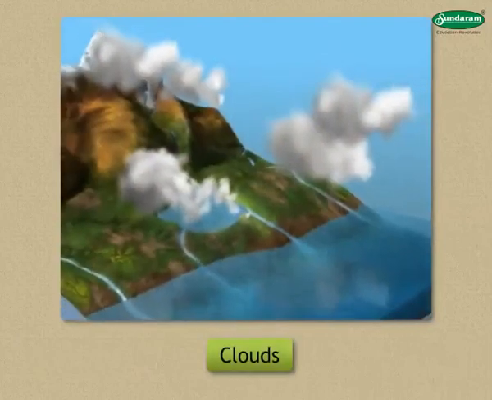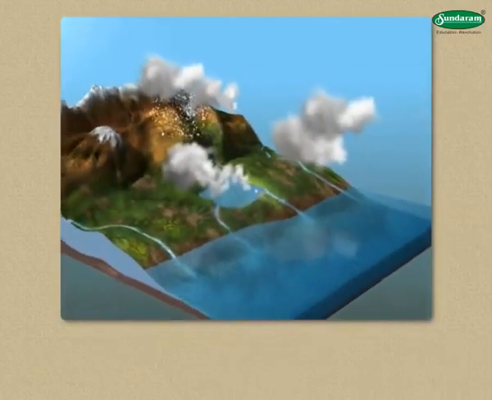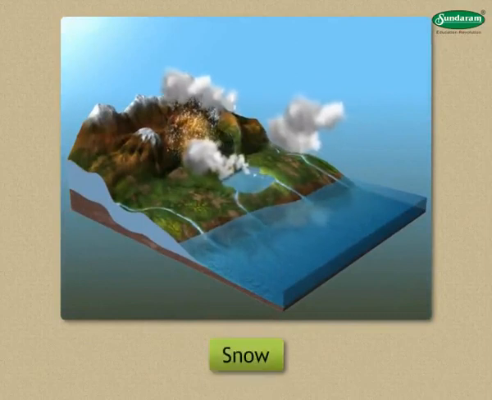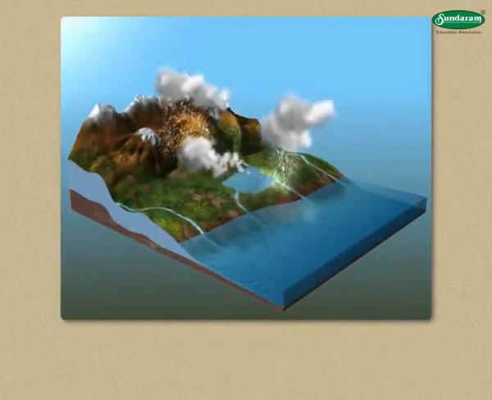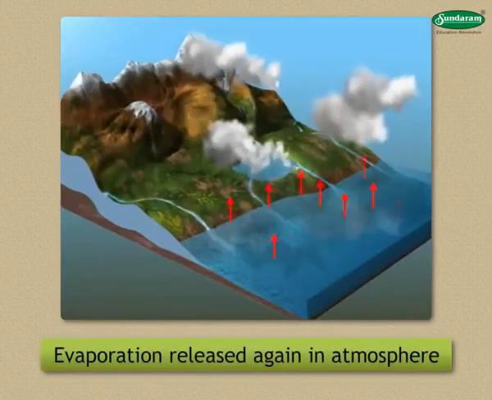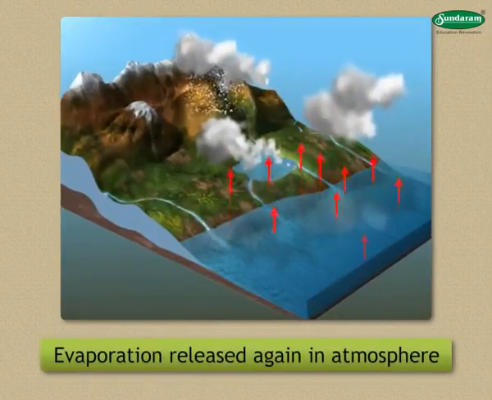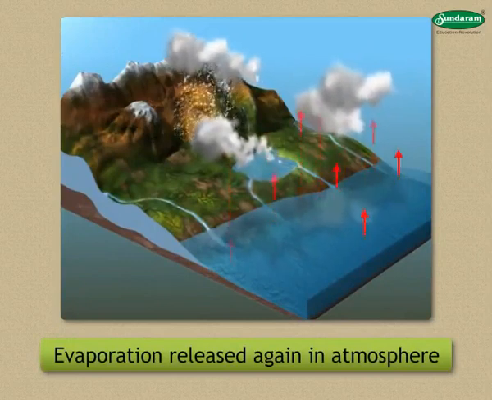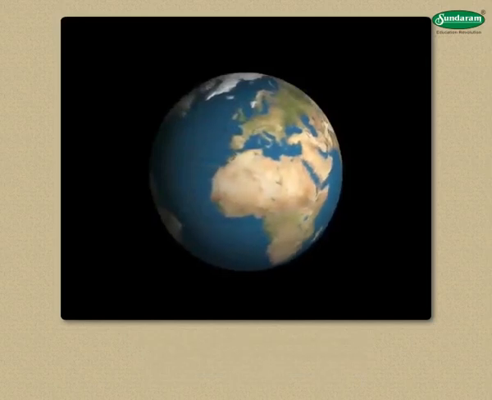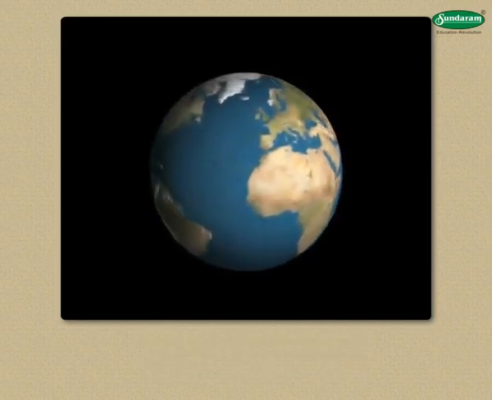It is the process which creates clouds, and so it is essential for rain and the formation of snow as well. When clouds form, the heat removed from the surface through evaporation is released again in the atmosphere. This process keeps the Earth's climate cooler than it would otherwise be if there was no water.